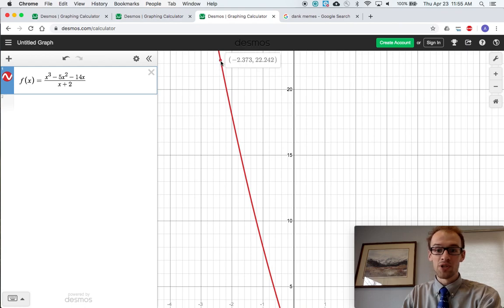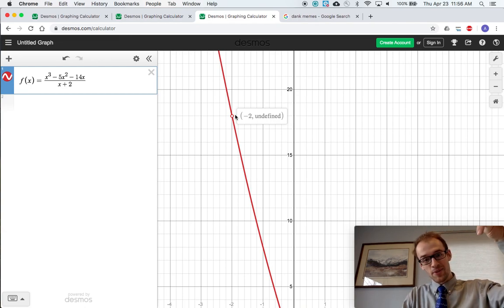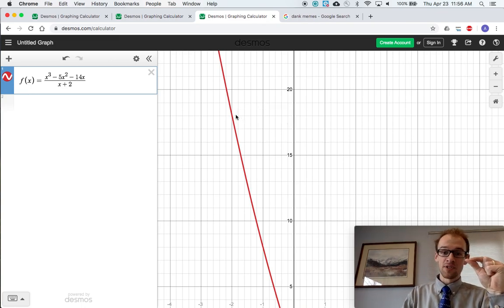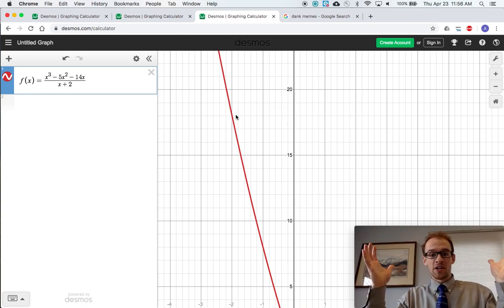Well, what if we approach negative 2 from the left? Watching our y value, 20, 19.5, 19.4, 19.3, 19.1, 18.9, 18.6, 18.5, 18.4, 18.2, 18.1. And once we hit negative 2, we're undefined. So we were approaching 18 from the top, and we were also approaching 18 from the bottom. But once we hit negative 2, we have an undefined result.